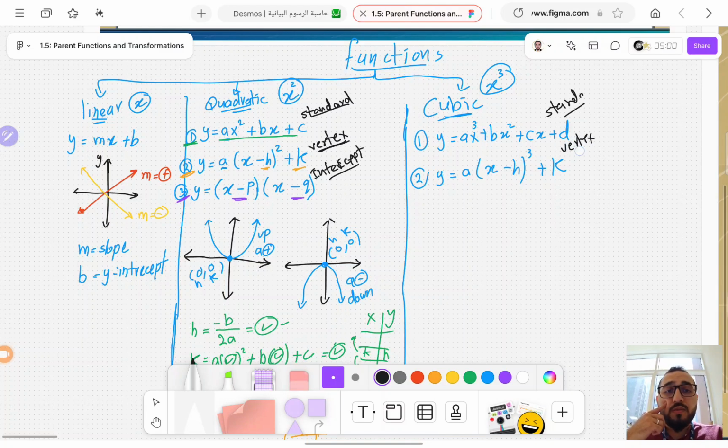If you notice, the cubic function and the quadratic function share the same kind of standard form, except that for the cubic we start from x to the power of 3, and here we start from x to the power of 2. Same thing for the vertex form: they have the same vertex form, except the power here is 2, but the power here is cube, which is to the power of 3.